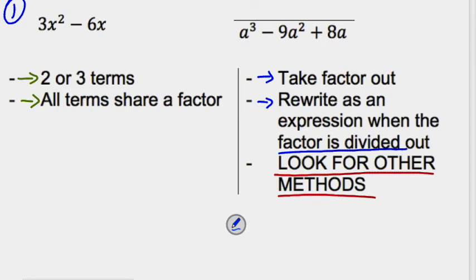So, I have 3x squared minus 6x. Well, 3 and 6 share a common factor of 3. X squared and x share a common factor of x, so that's going to come on out. And then I'm just going to divide each one of these terms. 3x squared divided by 3x, only an x is left. 6x divided by 3x, only a 2 is left.